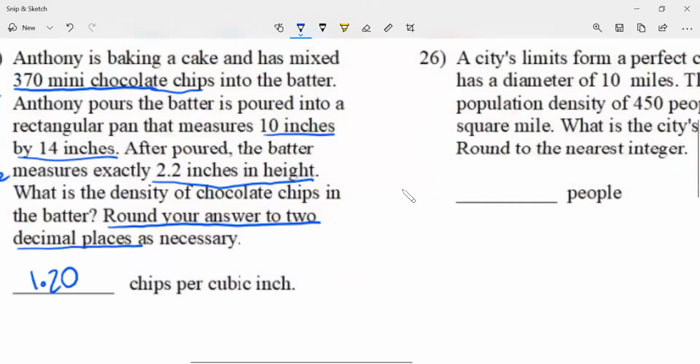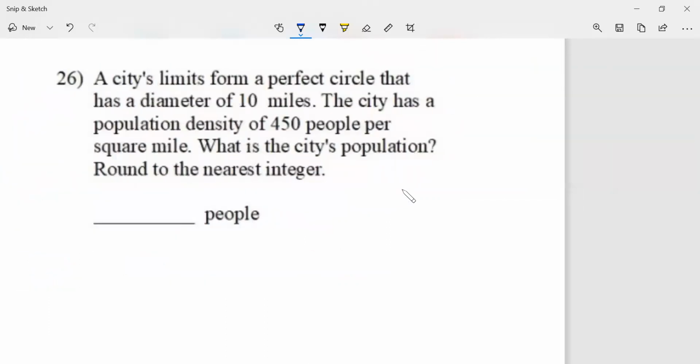Okay, not bad. Here, number 26. A city limits form a perfect circle that has a diameter of 10 miles. So let me imagine a city. It has a shape of a circle. The city has a population density of 450 people per square mile. What is the city's population?